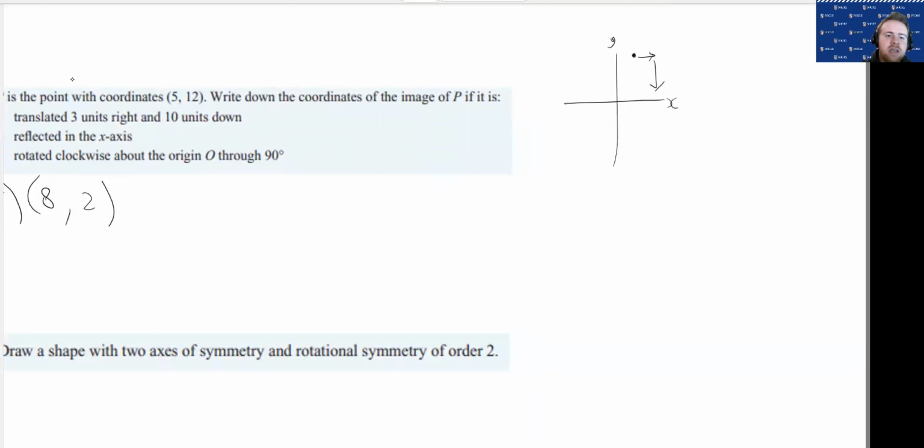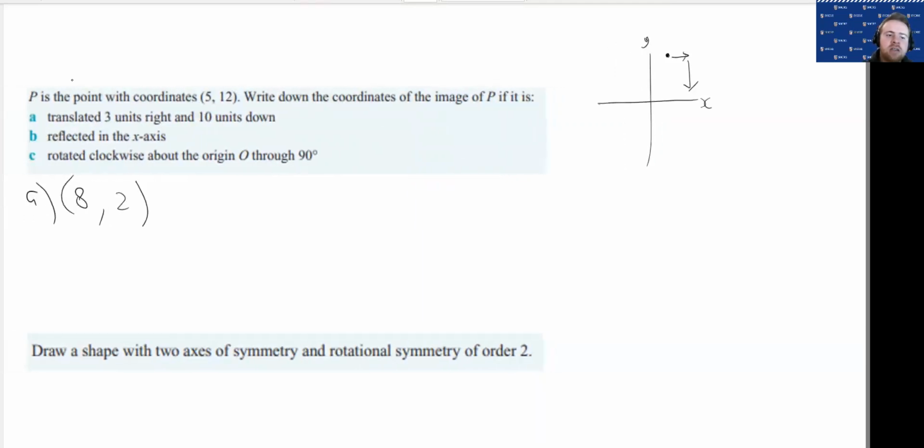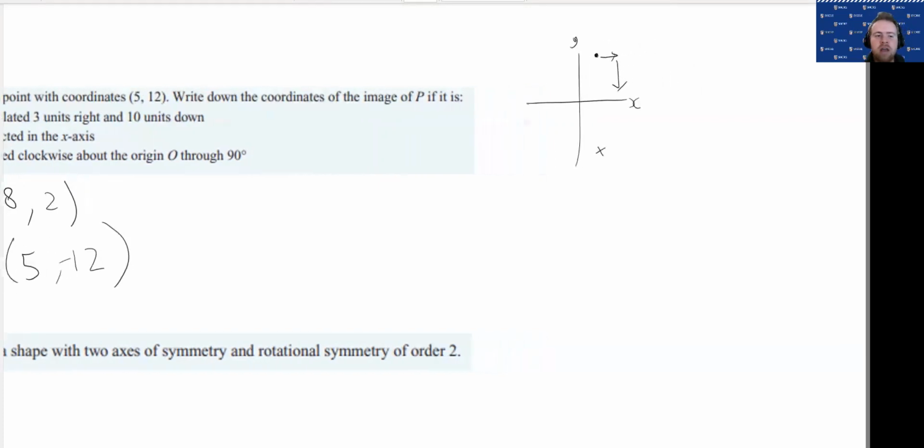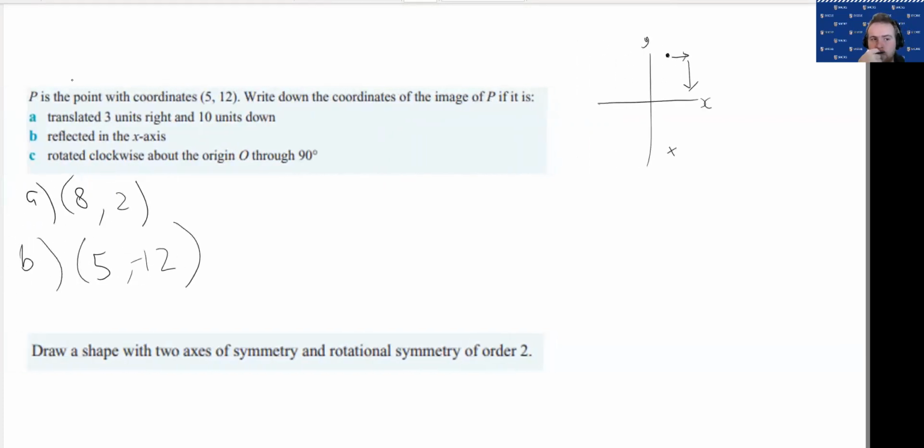Okay, reflected in the X-axis. Okay, so the new point, if we flip it over the X-axis, is going to be somewhere down here. Okay, it's going to be the same distance from that thing. So the X value stays the same, but the Y value is going to become the opposite of that, okay? Because it's now going to be 12 away on the other side of the X-axis.